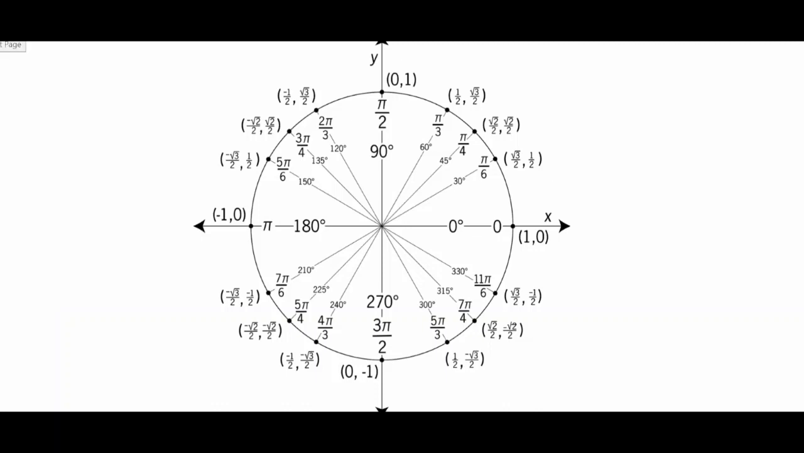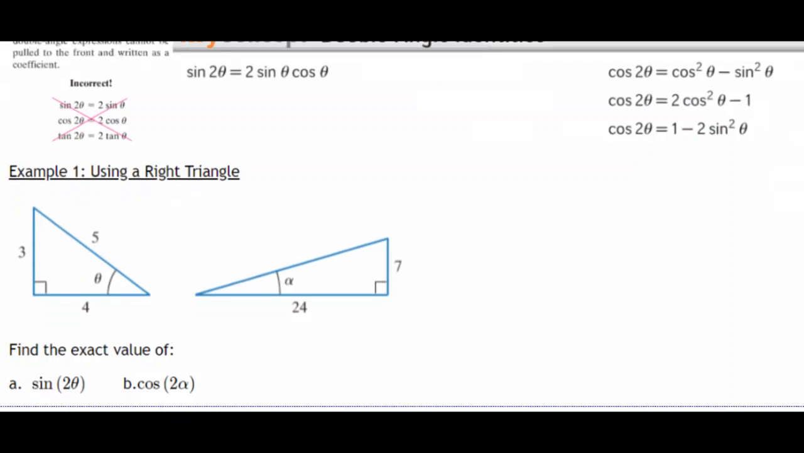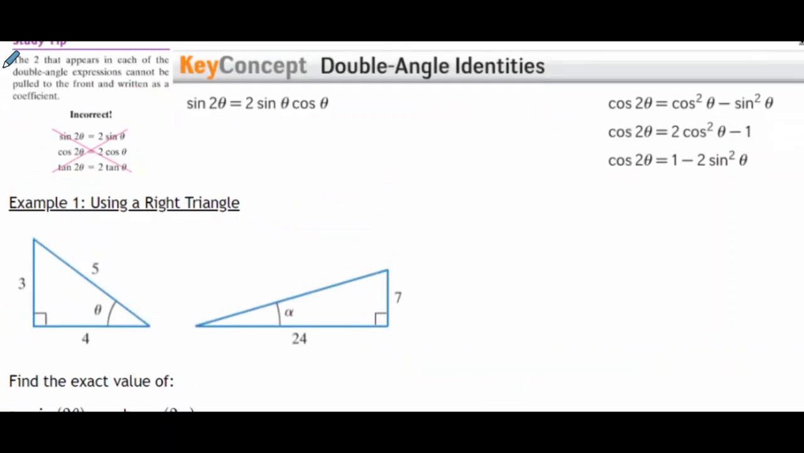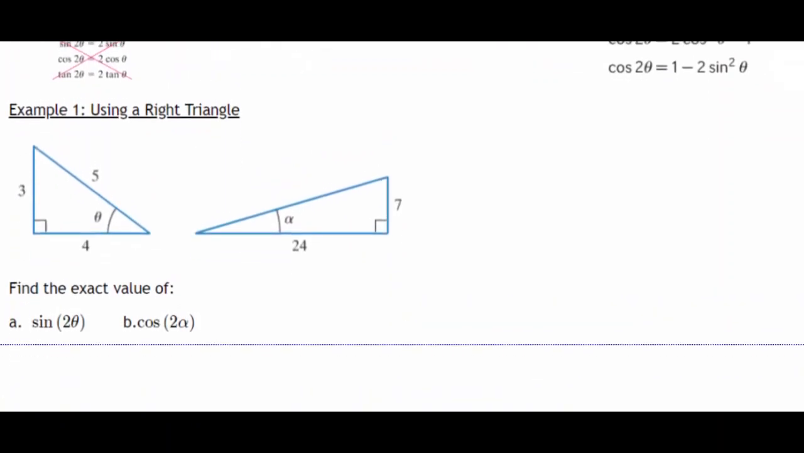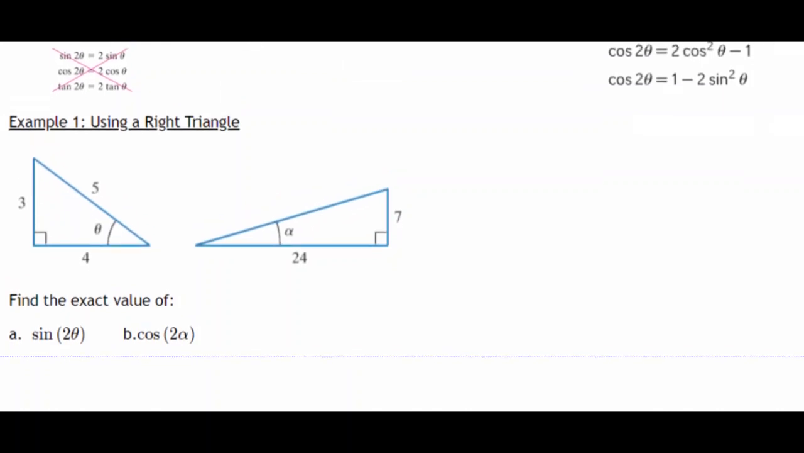In this video, we'll be looking at the double angle identities for both sine and cosine. We're going to start by looking at two right triangles. One triangle is for theta and one triangle is for alpha. Using our double angle identities, we want to find the exact value of sine 2 theta and cosine 2 alpha.